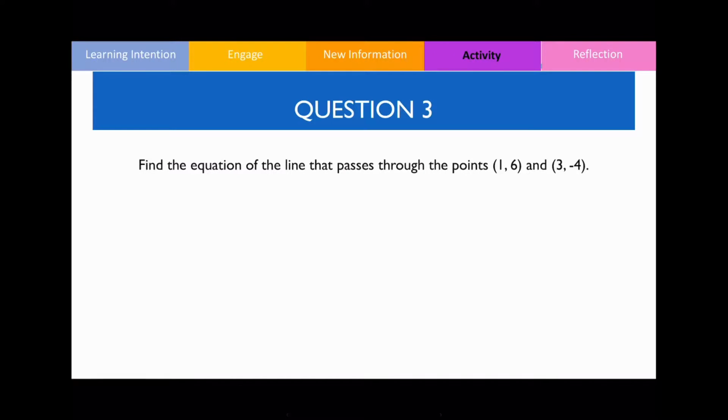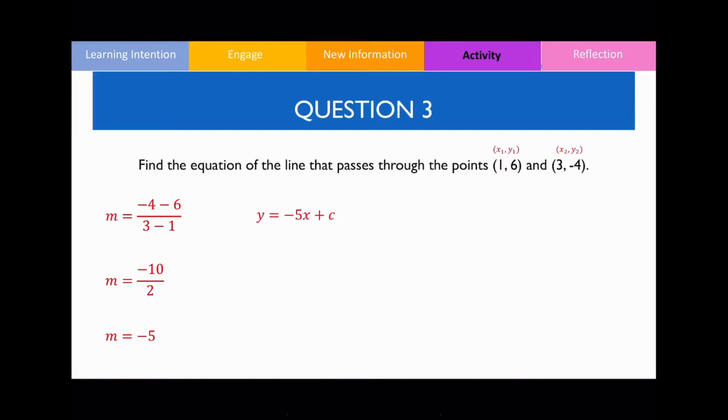For question 3, find the equation of the line that passes through the points (1, 6) and (3, -4). So in this case over here, we need to find the equation in the form of y is equal to mx plus c. So let's quickly find out your gradient. In this case, I've labeled my coordinates as x1, y1, x2, y2, and then I'm using the formula (y2 minus y1) over (x2 minus x1). So that's shown over here. Just simplify this, and therefore your gradient is going to equal -5.